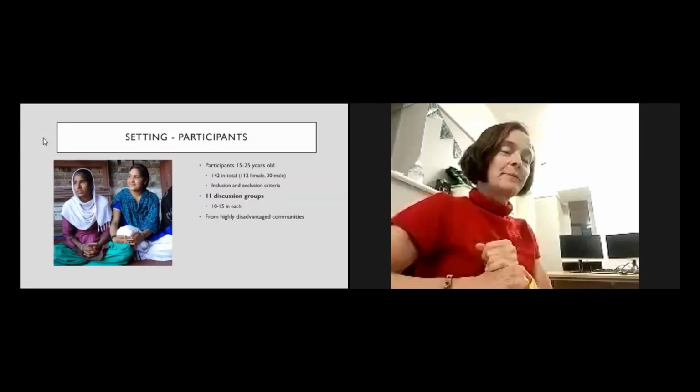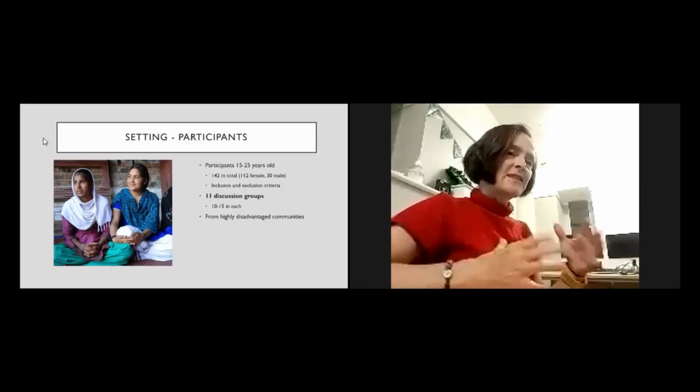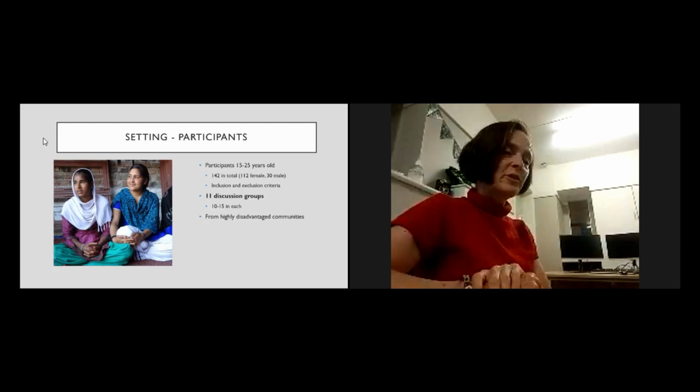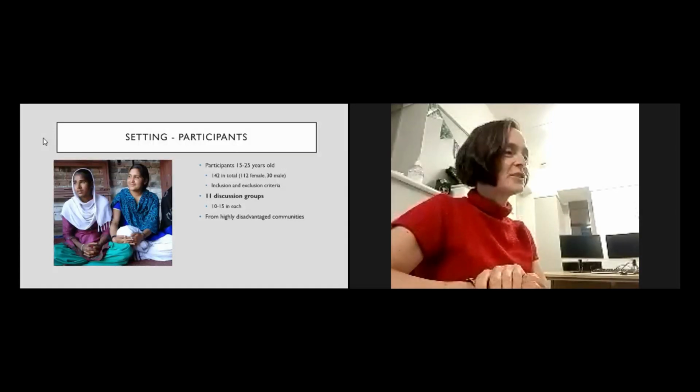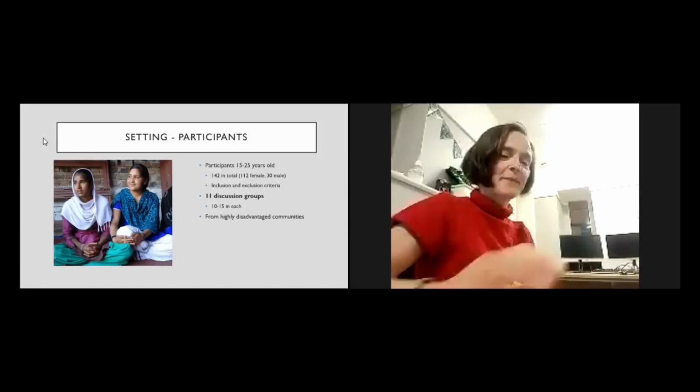So we had 140 young people participating, mostly young women, but 30 young men. We had 11 groups, and they were all from quite disadvantaged communities. It was interesting because we had thought to do it just with young women, and a group of others all got together and said, this isn't fair, all girls get everything, we don't get a chance in life. So we thought, okay, fair enough, they can be included.